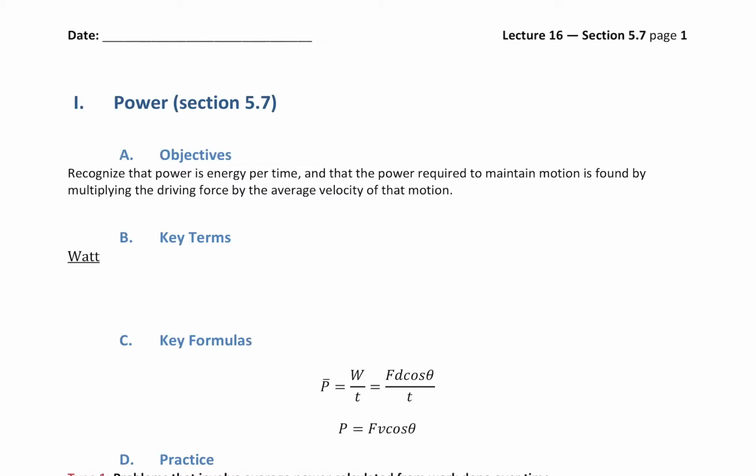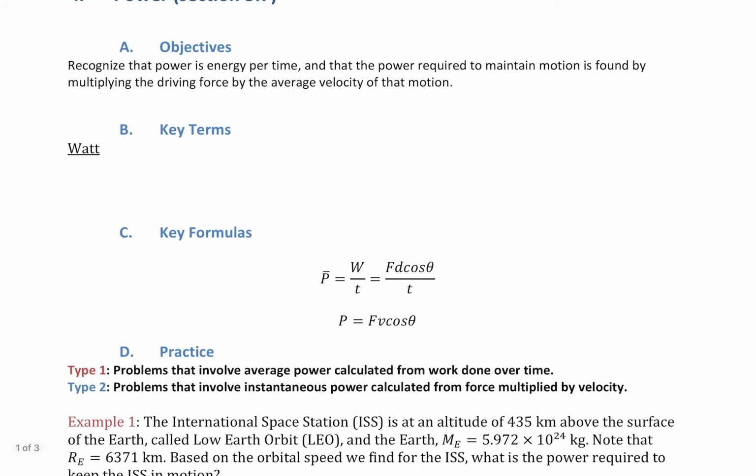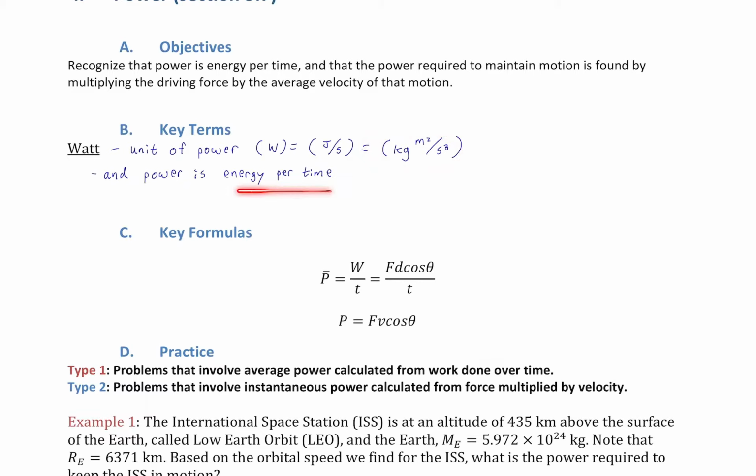Let's get into it. All right, so first of all, a word you've probably seen a few times, watt, right? Think wattage. So what is a watt? It is the unit of power, and it's represented by a W. It's a joule per second, or a kilogram meter squared per second cubed in base units. And importantly, power is energy per time, right?